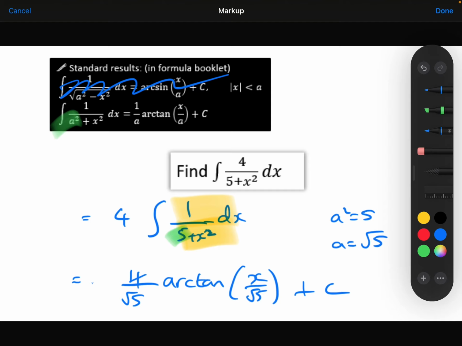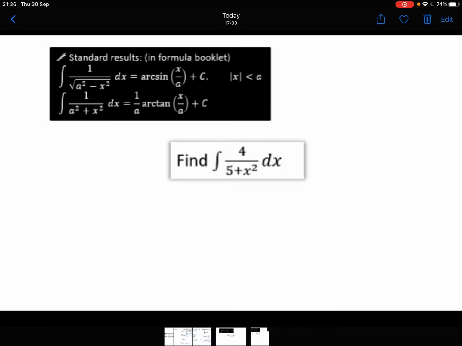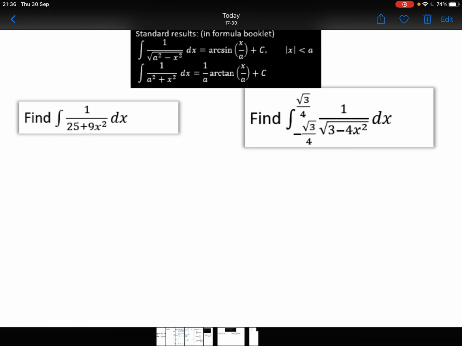So the only tricky thing here is determining whether you're going to use the arcsine one or the arctan result, and then just figuring out what the a value is going to be. Two more examples.